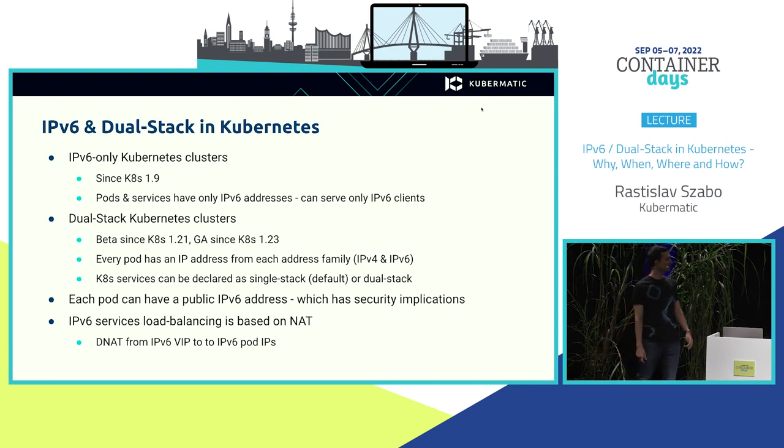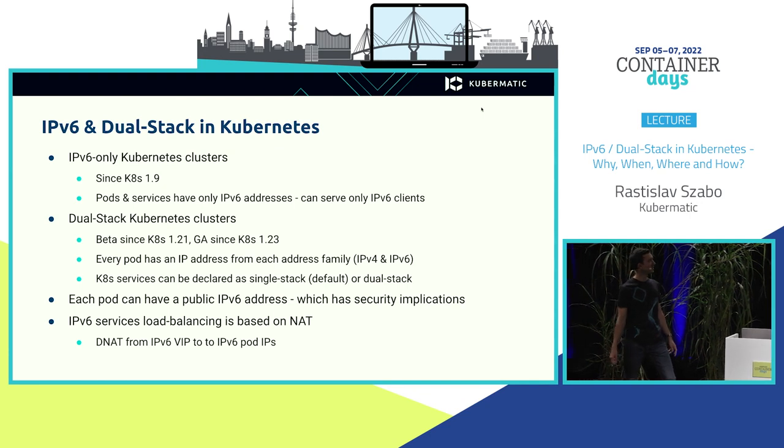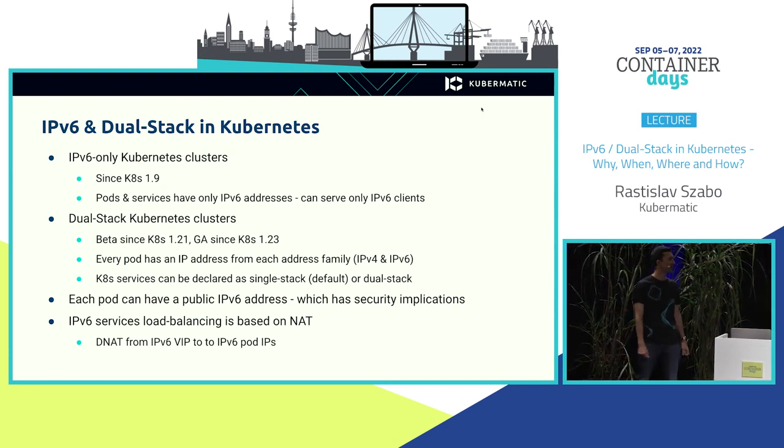As of Kubernetes 1.23, we have the dual stack feature for Kubernetes generally available. And with dual stack enabled, every pod in a Kubernetes cluster has both an IPv4 and an IPv6 address. And every Kubernetes service can be either single stack or dual stack, depending on what you choose. So you have the flexibility to tell Kubernetes whether you want to expose a service on IPv4, IPv6, or both. In theory, each pod in your Kubernetes cluster can have a public IPv6 address if you set it up that way. It doesn't have to, but it can.